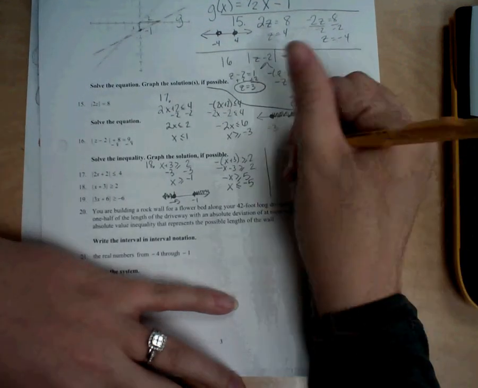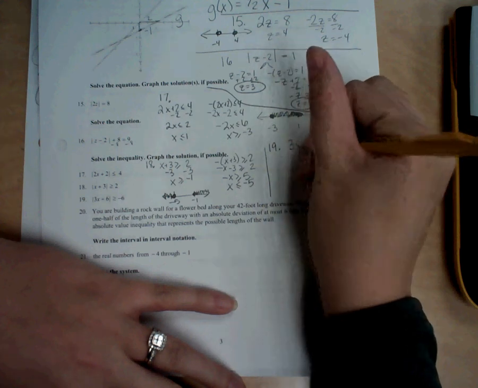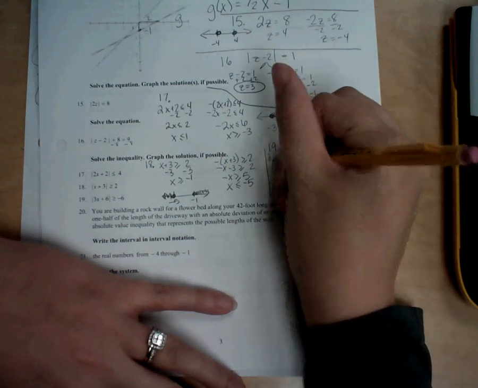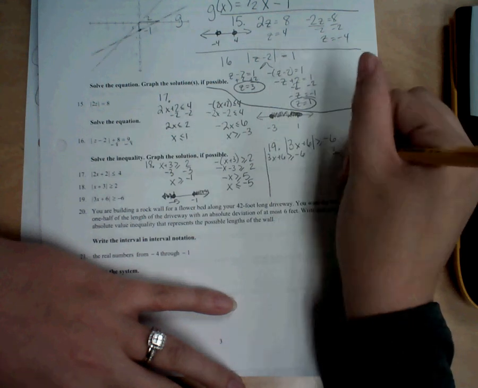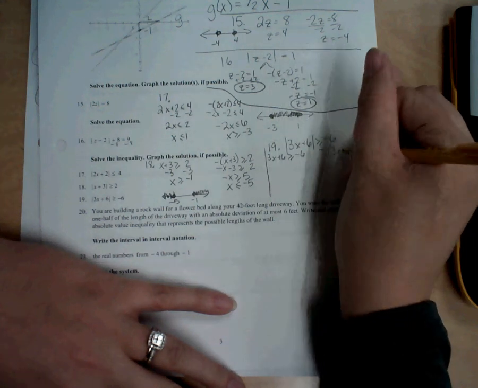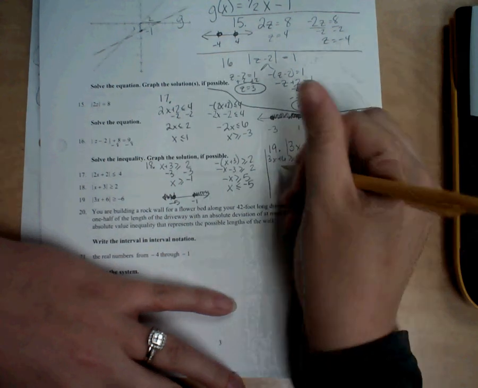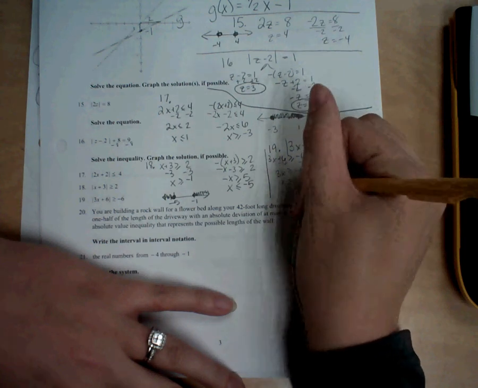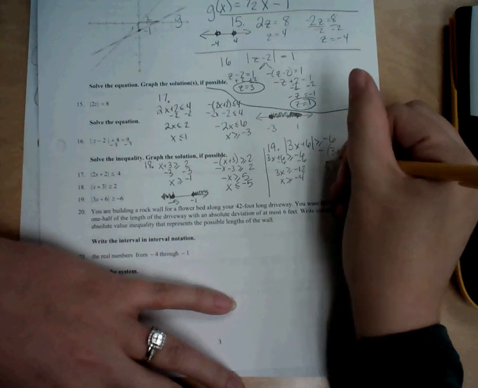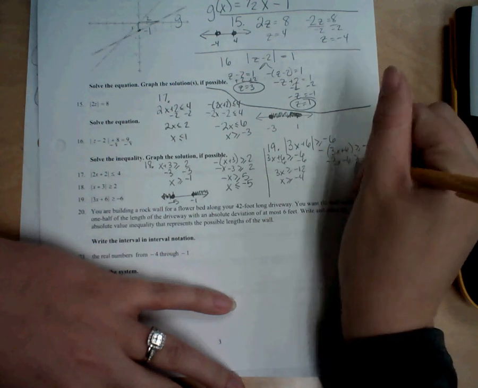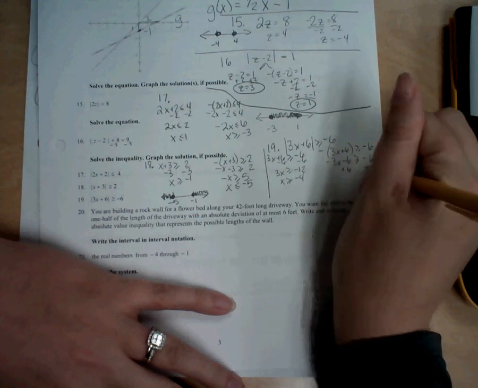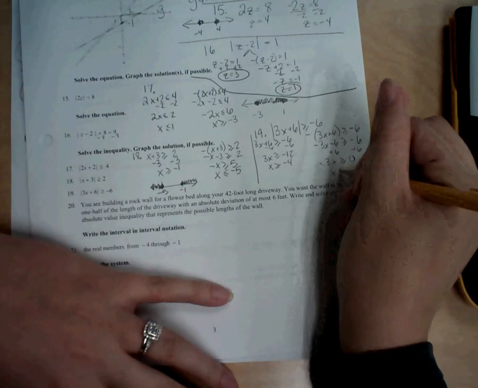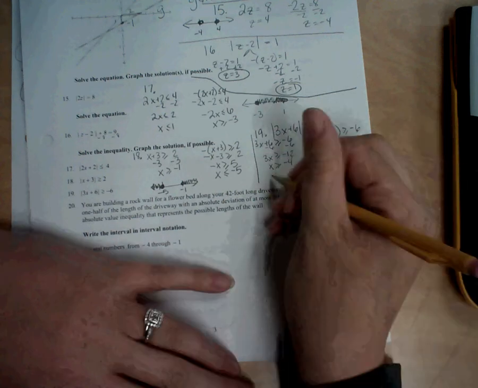Number 19. So 3x plus 6, absolute value of 3x plus 6 is greater than or equal to -6. So I'm looking where 3x plus 6 is greater than or equal to -6, and where the opposite of 3x plus 6 is greater than or equal to -6. Subtract 6. 3x is greater than or equal to -12. Divide by 3. x is greater than or equal to -4. Distribute. -3x minus 6 is greater than or equal to -6. Add 6 to both sides. -3x is greater than or equal to 0. Divide by -3, and x is less than or equal to 0. So 0 and -4.